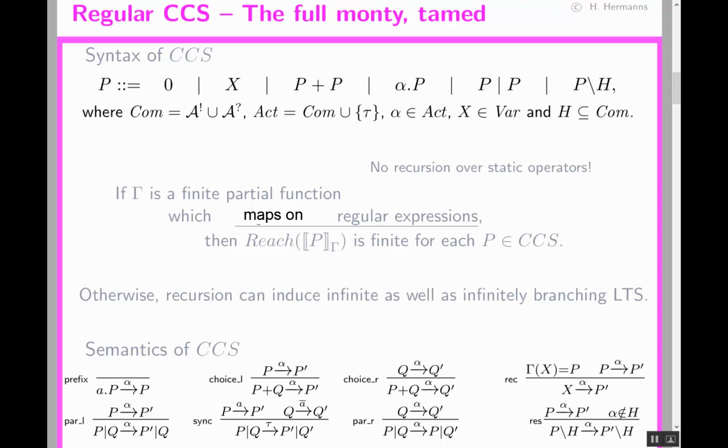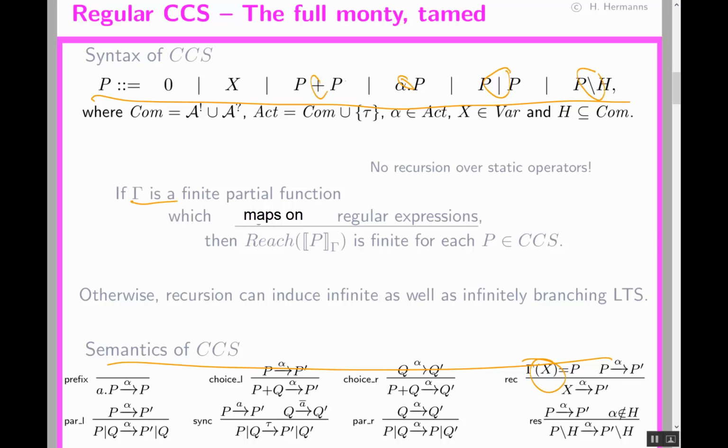So you have seen the syntax, you have seen the semantics, and you have seen that the semantics is sometimes a bit nasty, and it can be made less nasty if you restrict recursion to not run over static operators, which means that when you look up something by this partial function gamma in your semantic rule, in particular in this one, you will not pile up static operators. This is a static operator, this is a static operator. The others are dynamic operators.